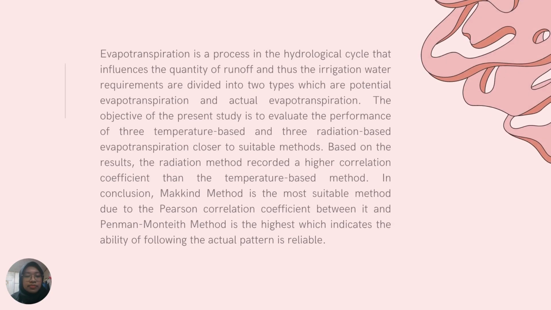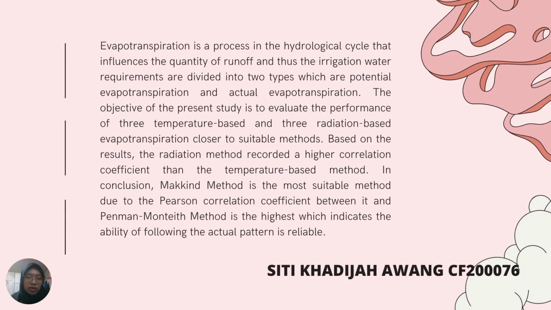For the abstract, evapotranspiration is a process in the hydrological cycle that influences the quantity of runoff and thus the irrigation water required. It is divided into two types, which are potential evapotranspiration and actual evapotranspiration. The objective of the present study is to evaluate the performance of three temperature-based and three radiation-based evapotranspiration methods closer to the standard method. Based on the result, the radiation methods record a higher correlation coefficient than the temperature-based methods. In conclusion, the Makkink method is the most suitable method because the correlation coefficient between it and the Penman-Monteith method is the highest, which indicates that its ability to follow the actual pattern is reliable.